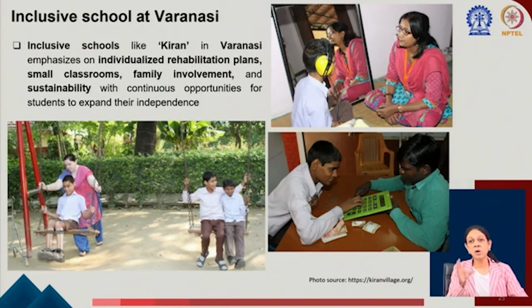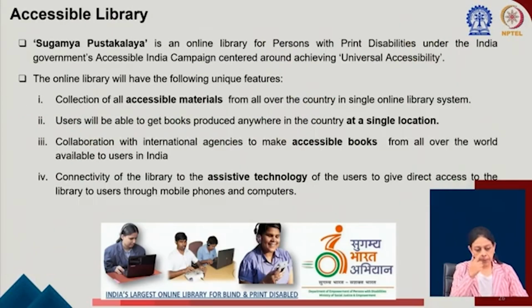When we are thinking about how people would use the space, you have understood how your intended set of users would use your particular room or space. You have learnt it. Accessible library: this is a Sugamya Pustakalaya, where it has accessible books connected with assistive technologies.